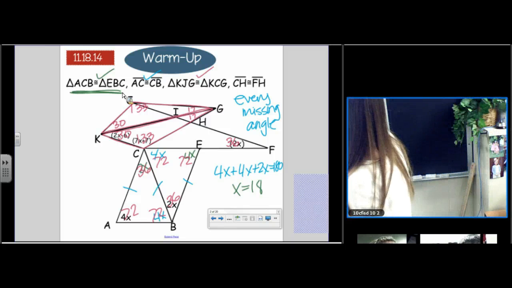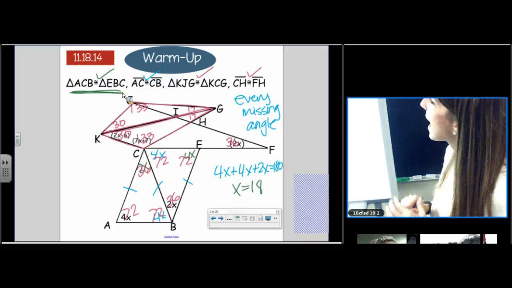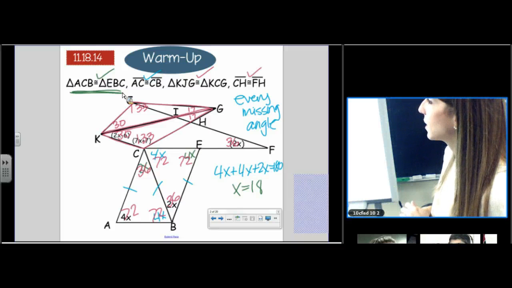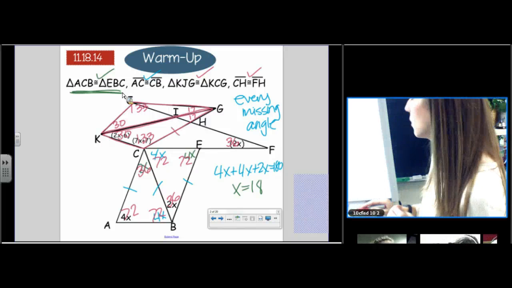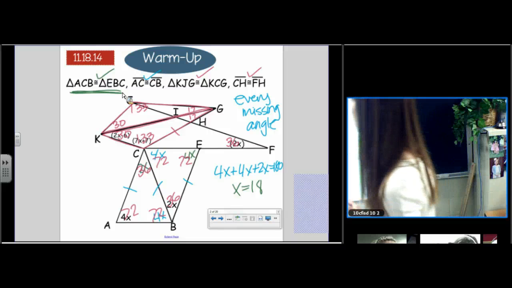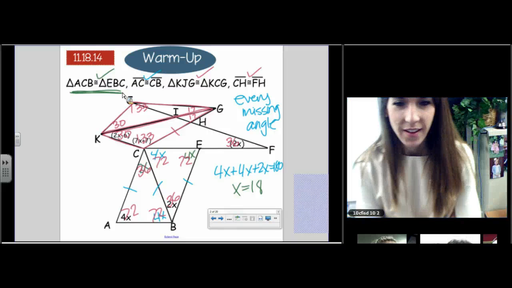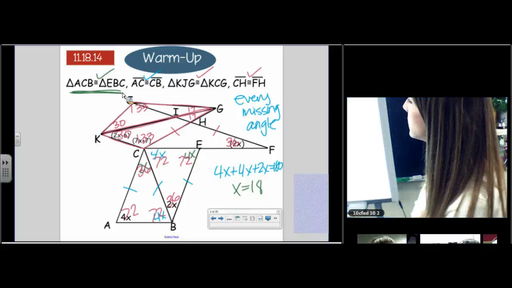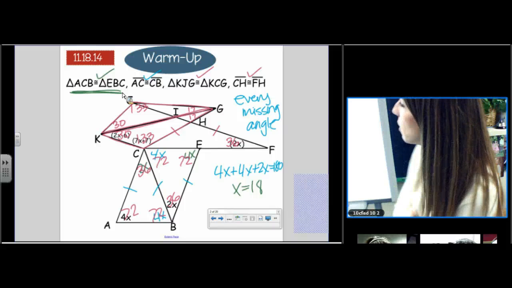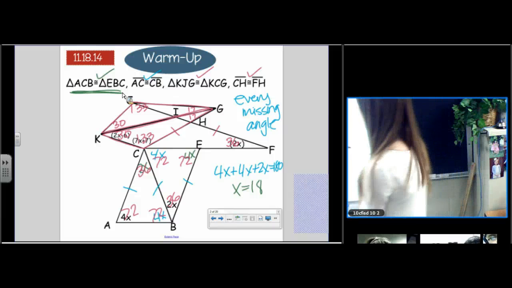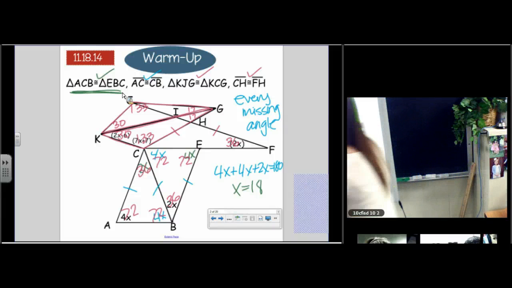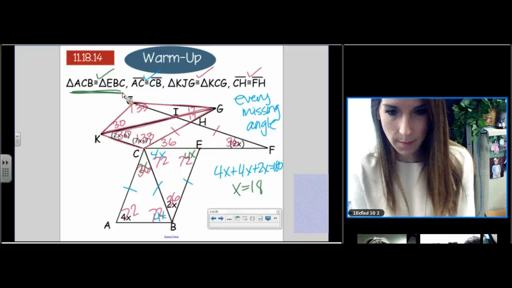Now let's use our last one. CH is congruent to FH. Whoa, those don't look congruent, but that's okay. Figures are not always to scale. CH is congruent to FH. So we have another isosceles triangle on our hands. So we know that the base angles are going to be congruent.